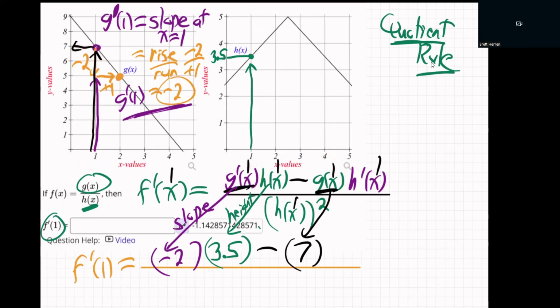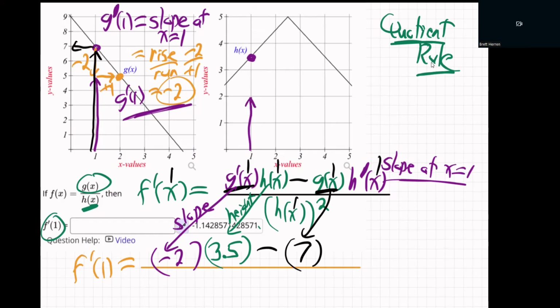Height again. Now, finally right here, h prime of 1, that means slope at x equals 1, right? So h prime of 1. I'm going to go to the h function right here at 1, so this dot right here. I want to know the slope right there. That's a bit tricky. What's the slope right there?